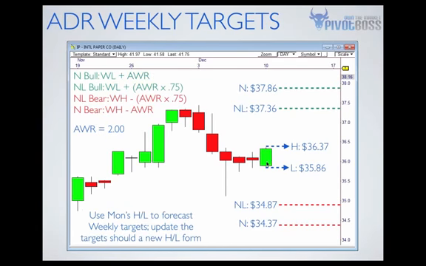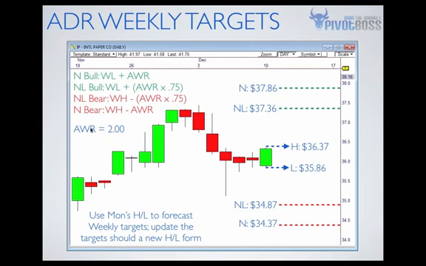Now that Monday's trading has printed, you can see Monday's bar is now there. We can use Monday's high and Monday's low to forecast the actual weekly targets. We forecast higher from Monday's low 2 points, right? Average weekly range. Forecast that higher from 35.86 and you get 37.86. Forecast 2 points lower from Monday's high of 36.37, and that gives you 34.37. That's your normal target bull, normal target bear.